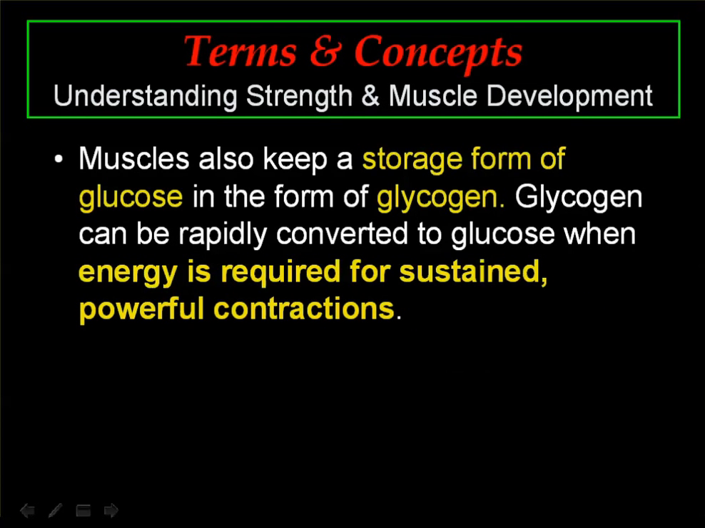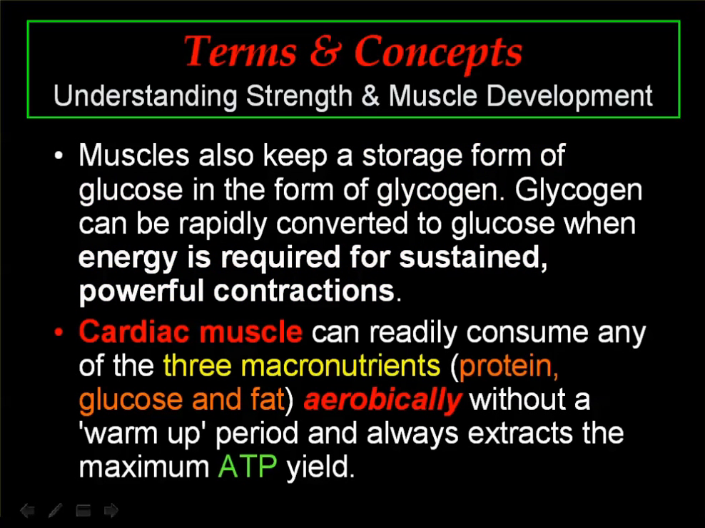So besides the creatine phosphate and the fat, notice the muscles also keep a storage in the form of glucose, actually stored as glycogen, which can be rapidly converted for energy, which would be required for those powerful muscle contractions, or the sustained powerful contractions. And the sustained part is really critical. Now, we've just discussed your skeletal muscles and their energy requirements, but the heart really is a special deal. Your heart's not concerned with what is there, it's just concerned that something is, because it can readily consume any of the macronutrients.